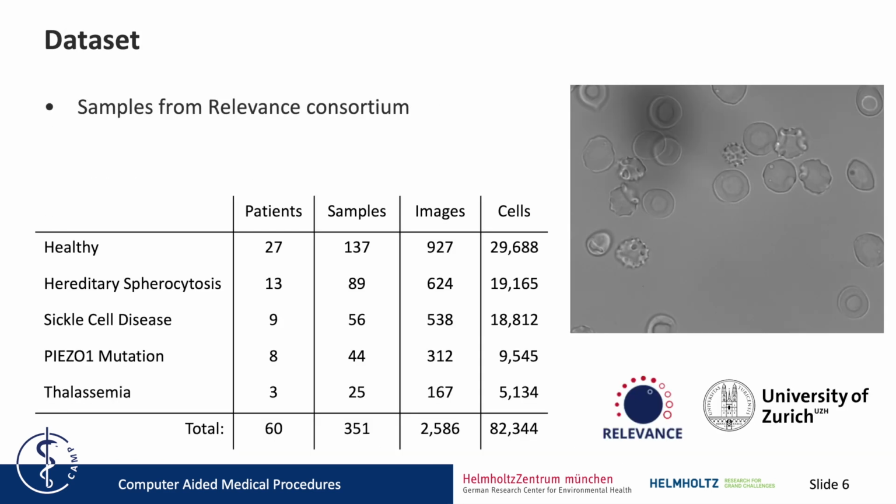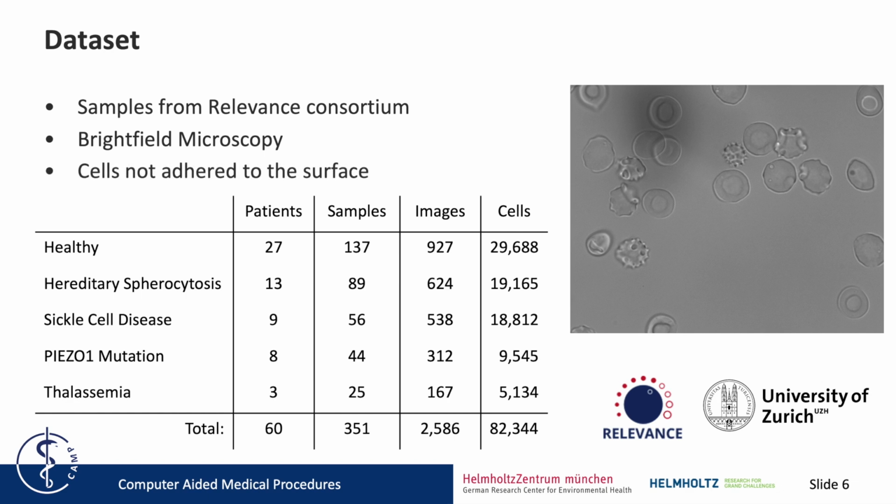The samples that we use for this study are coming from the Relevance Consortium and are microscoped at the University of Zurich. We used bright field microscopy and the cells are not attached to the surface. There are 5 different classes in the dataset: healthy, hereditary spherocytosis, sickle cell disease, piezo1 mutation, and thalassemia. We have a total of 60 patients and over 80,000 cells.